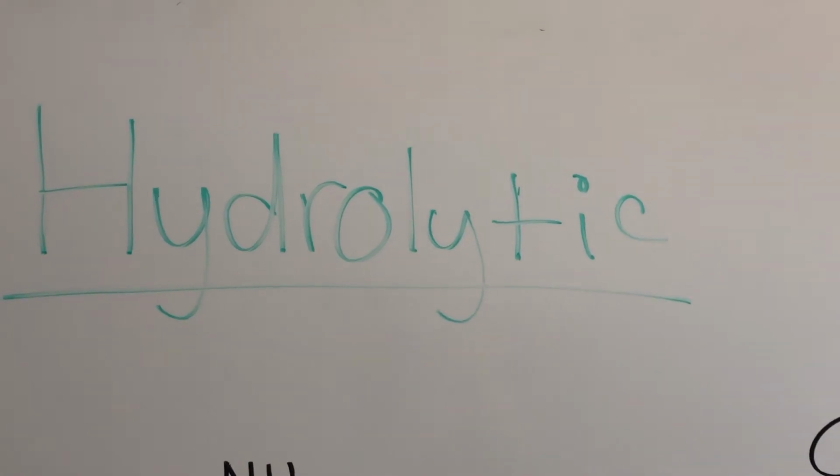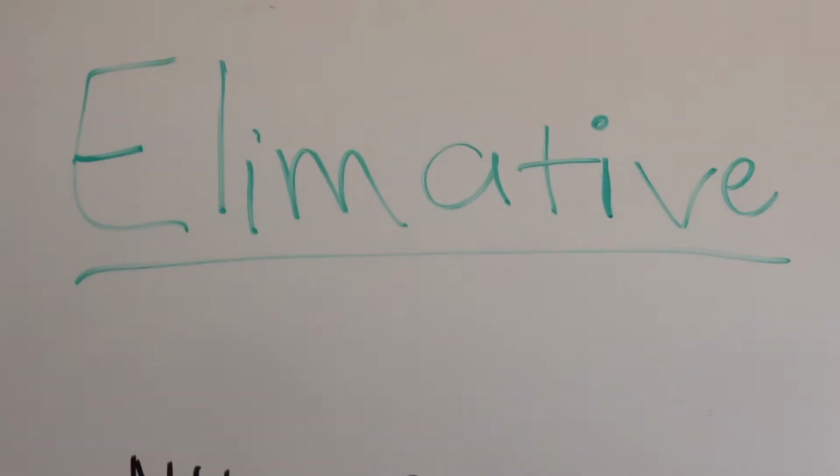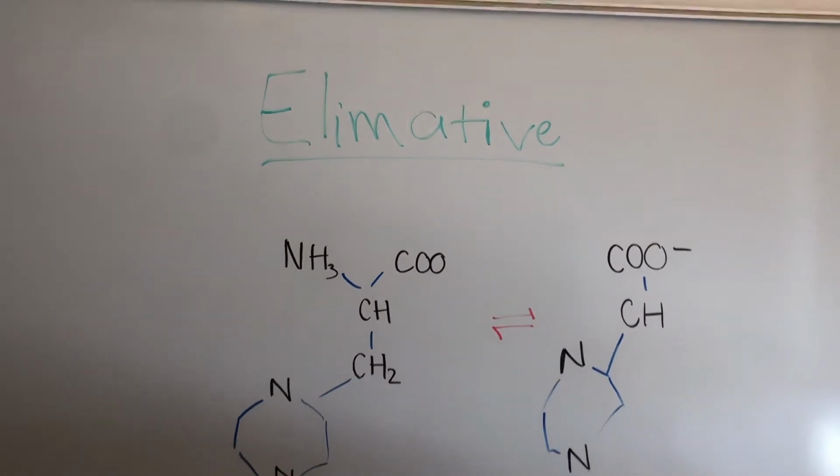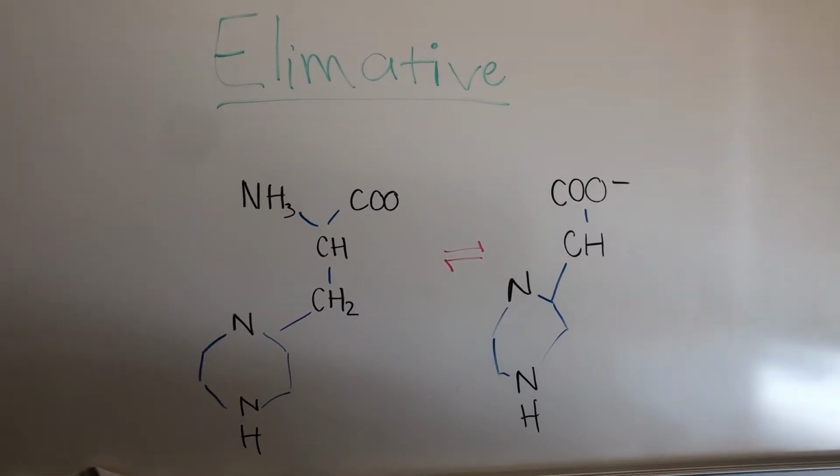Hydrolytic deamination, water is added to the amino group. The amino group gains H2O but loses ammonium. Eliminative deamination is the process where hydrogen or sulfide is removed from the amino acid. This process usually only occurs in small amino acids.